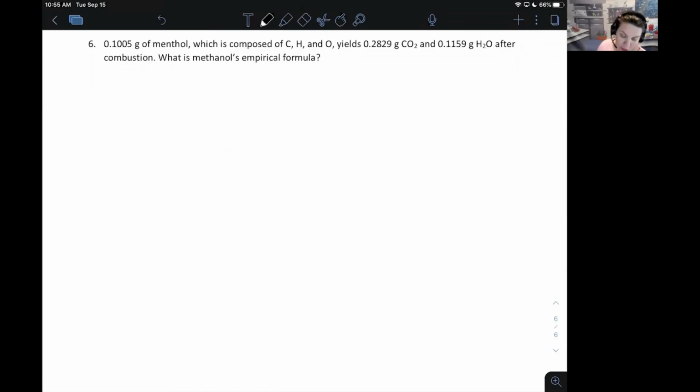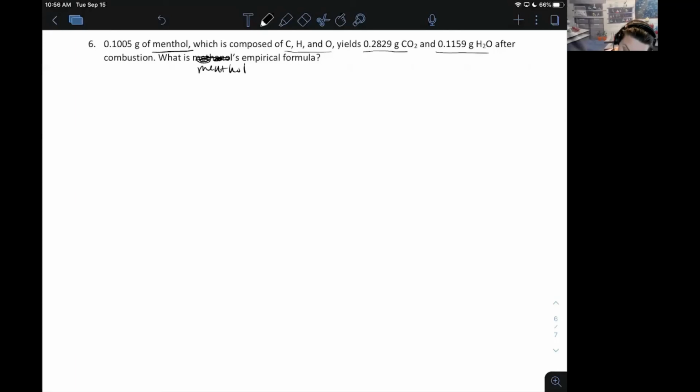We've got 0.1005 grams of menthol, which is composed of carbon, hydrogen, and oxygen. And when it's combusted, it produces 0.28929 grams of carbon dioxide and 0.1159 grams of water. And we want to know what menthol's empirical formula is. So let's look at menthol.